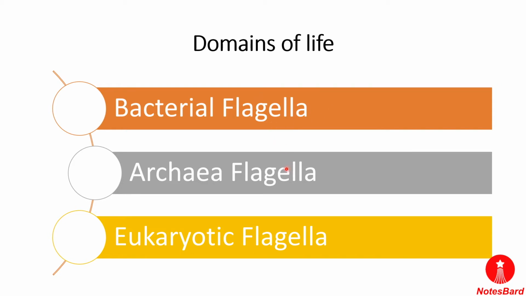Next is the archaeflagella. They are non-homologous in nature. Then the eukaryotic flagella are complicated cellular projections that move backwards and forward and are found in protist cells and gametes of plants and animals. They are made up of a protein called tubulin.